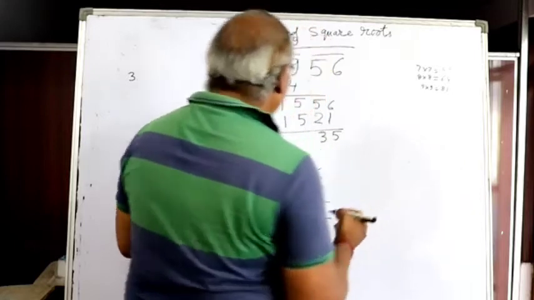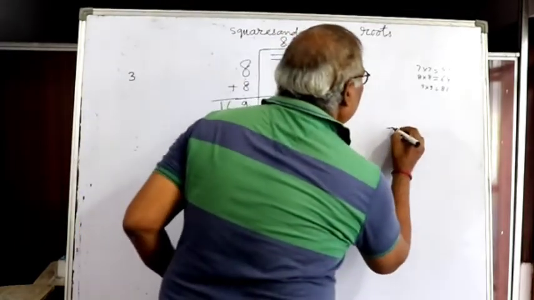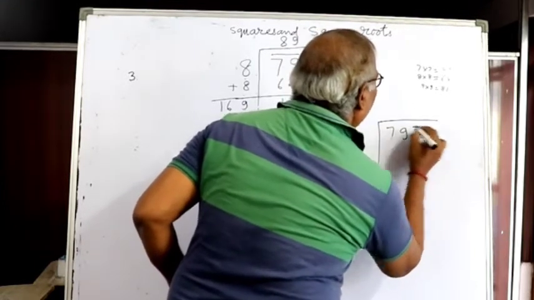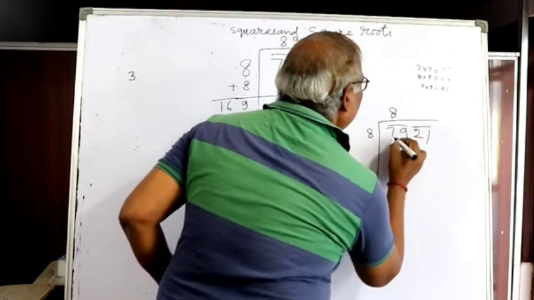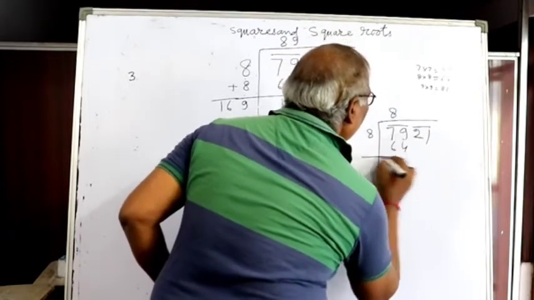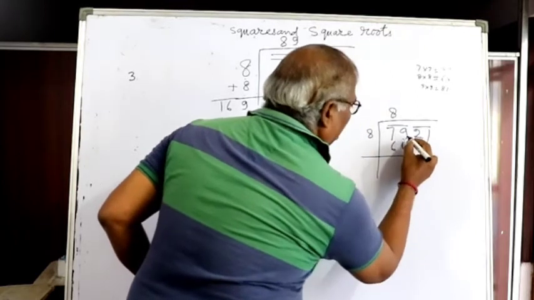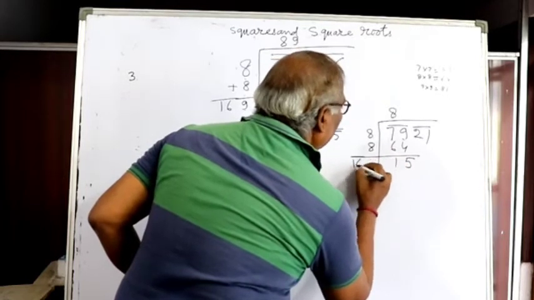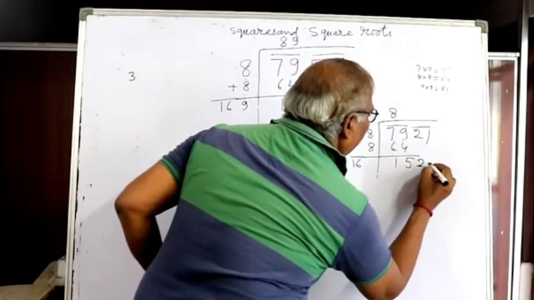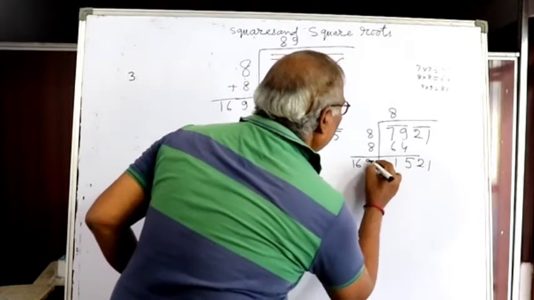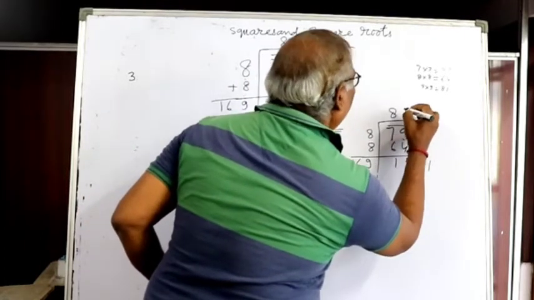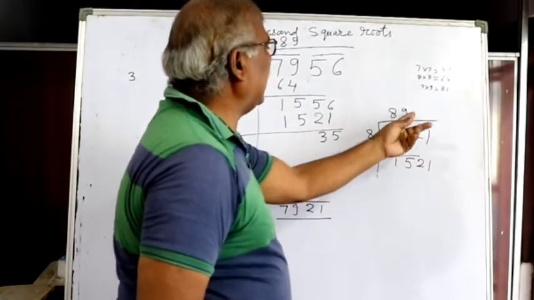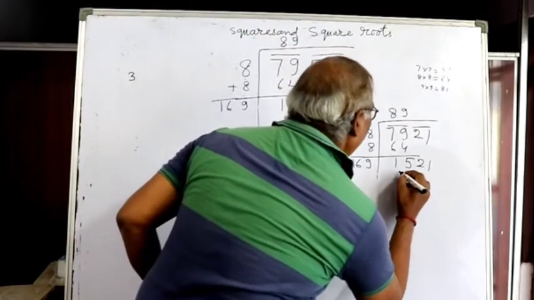Now 7921, we will find the square root of this number. We get 8 8s are 64, 9 minus 4 is equal to 5, 7 minus 6 is equal to 1, 8 and 8 is equal to 16. Bring down next pair 21, 16 9s are 144. It goes 9 times. We will multiply 169 by 9. We get 1521.